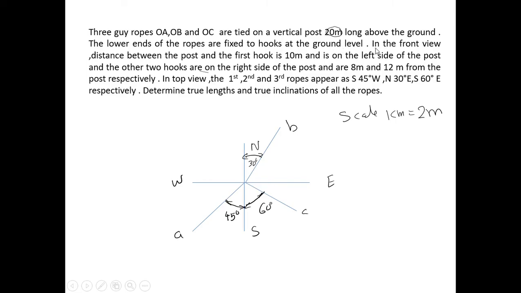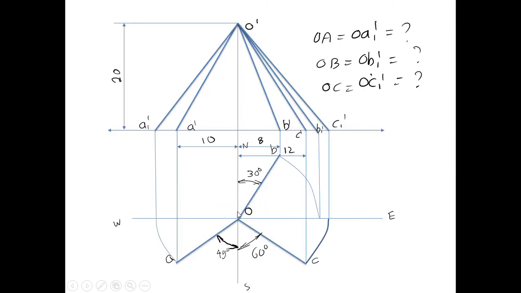One is tied fixed towards the left side, and it is in front view. The distance between the post and the first hook is 10 meter and it is on the left side. So the first hook is from the post, towards the left side, 10 meter. From here that is 5 centimeter towards left, because as per our scale 10 meter will be 5 centimeter.